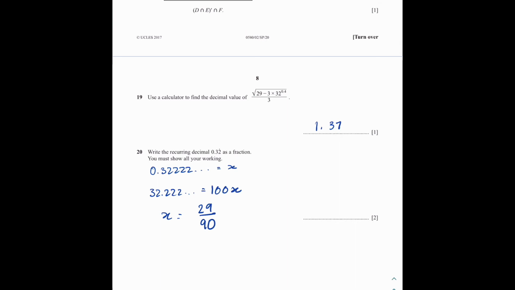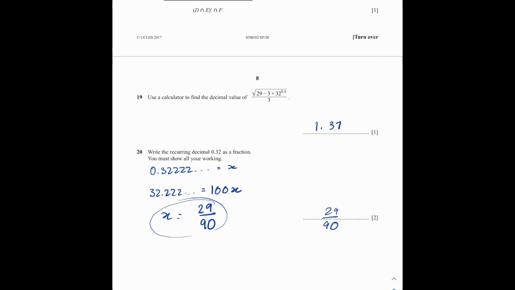What I like to do is use your calculator. If you're not really sure what to do here, do 0.322222222, a lot of 2's on your calculator, and divide that by 100 on your calculator. That would give you the decimal value of 29 over 90, which is pretty cool if you ask me. So yeah, 29 over 90.